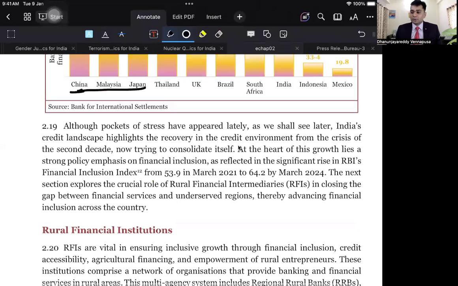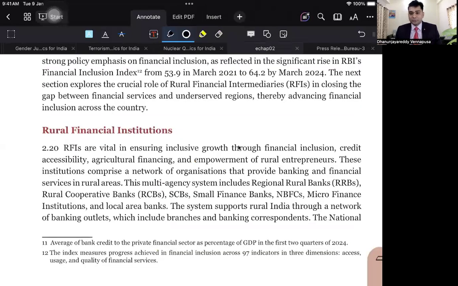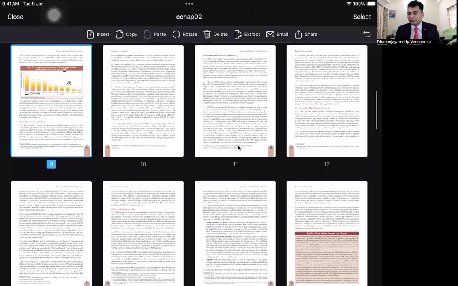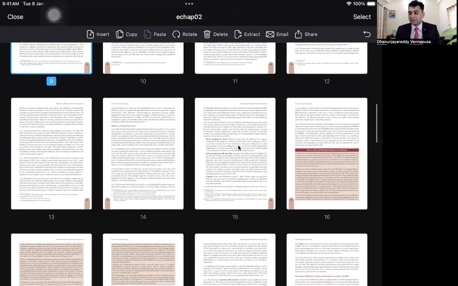Then they spoke about rural financial institutions. Then they spoke about developmental financial institutions, and then they spoke about the efficiency of the Insolvency and Bankruptcy Code, which they have given exclusively about this insolvency and bankruptcy and companies law. So this we will discuss in detail in my next class, where I will be going into each and everything here.